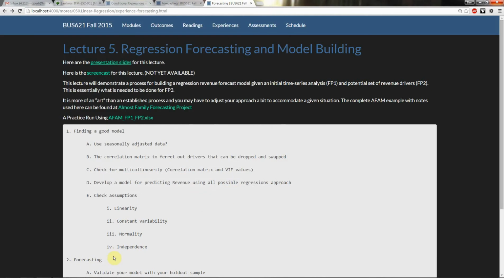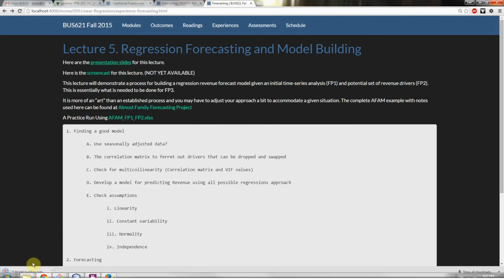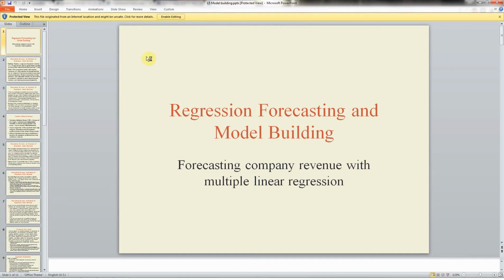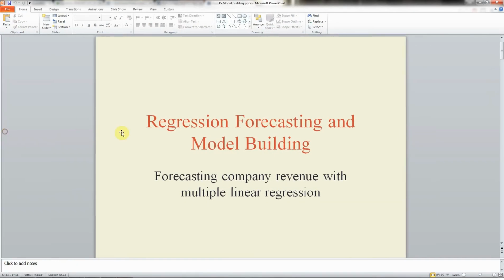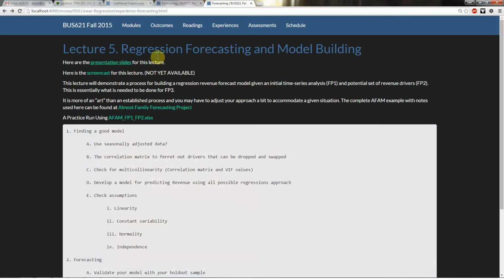Generally, we're just going to follow what's presented in these slides, so you can have these handy and go through them. We're also going to use the AFM FP1 FP2 example and build on that. So it's assuming your FP1 and FP2 for your project are already done, and we're going to see how to take that essentially to an FP3.